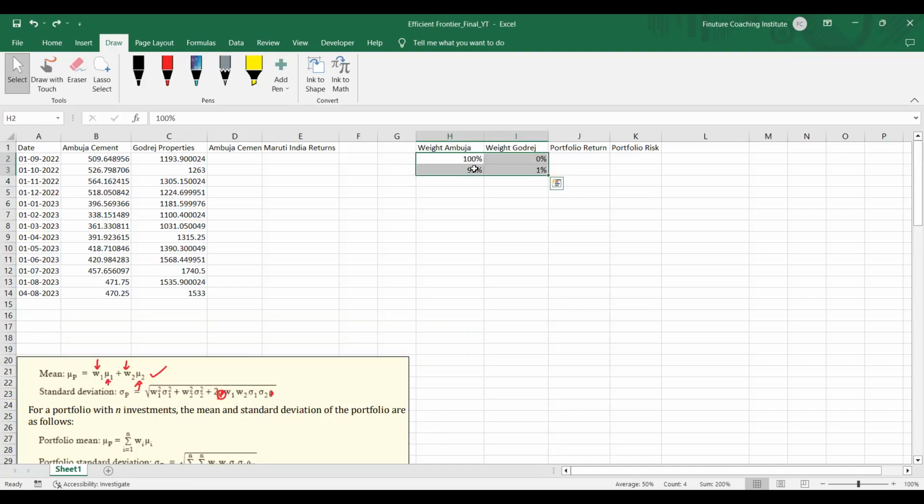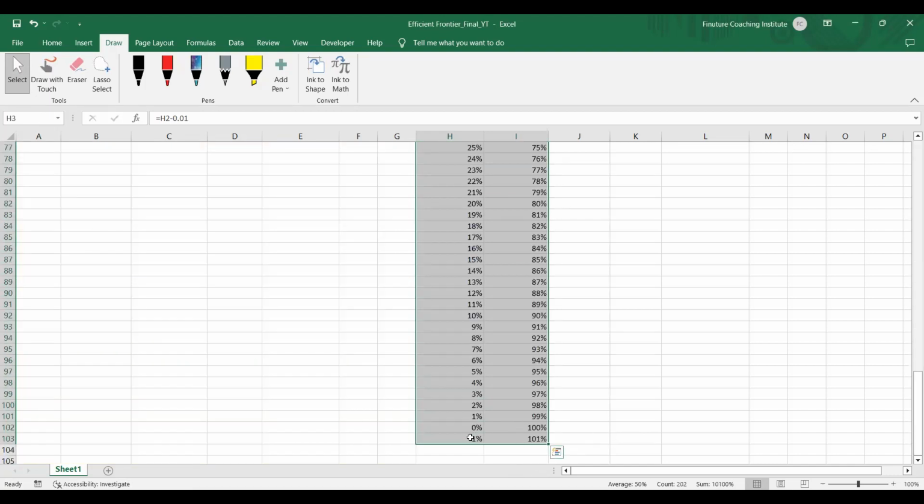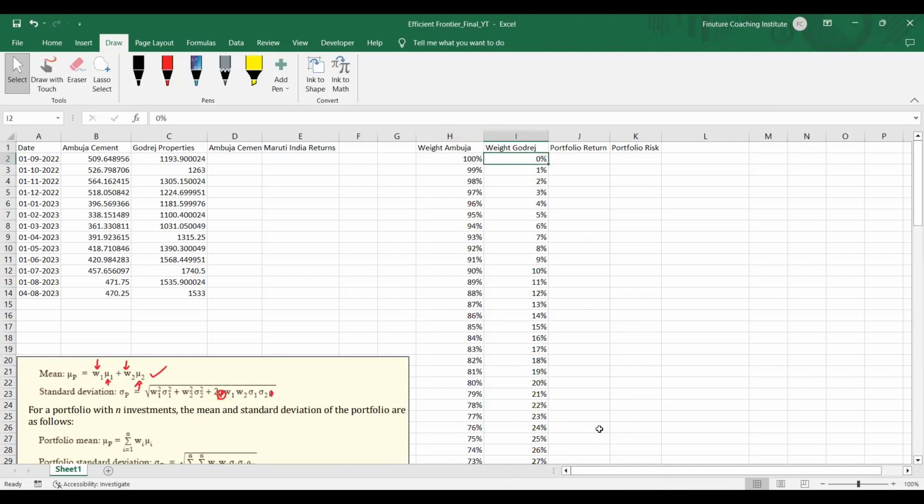Just a minute, I think there is something wrong. So this minus 1%, this plus 1%. Okay, yeah. Let me just come up till 103. So yeah, you can see over here now it's 0 in Ambuja Cement and 100% in Godrej Properties. So we are not recommending anything.